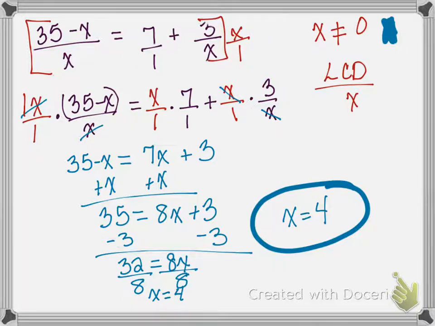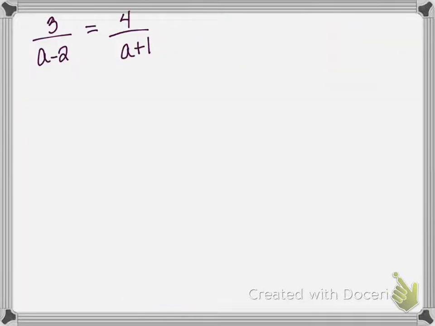Okay? Now we're going to move to where we have binomials in the denominator. This is a binomial. They have to stay together. They have to stay as a unit. A minus 2 is a factor, but it is a factor as a minus 2. It's got to stay as that binomial.